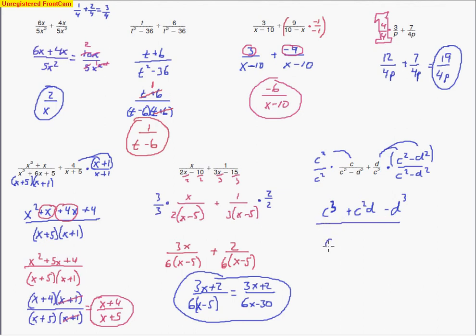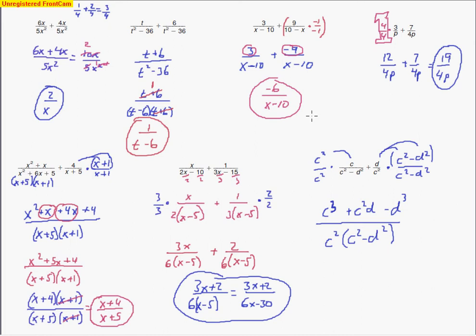Down below, write this in the factored form. Don't multiply it out. c squared times c squared minus d squared. Now this will end up factoring a little bit further because this is a difference of squares. So let's go ahead and take out the common factor that we see. Make the problem a little bit easier on yourself.